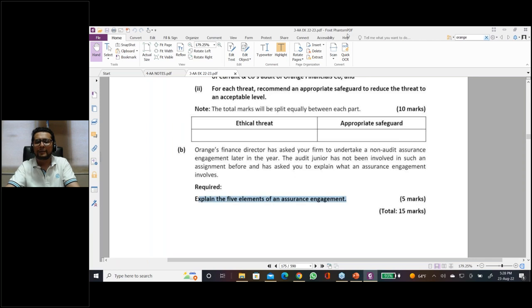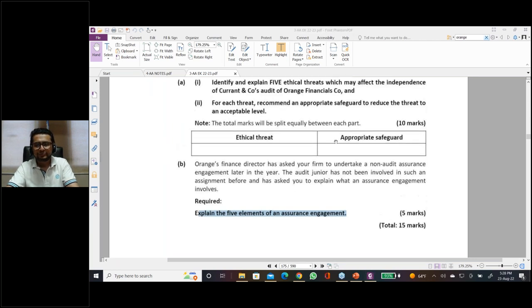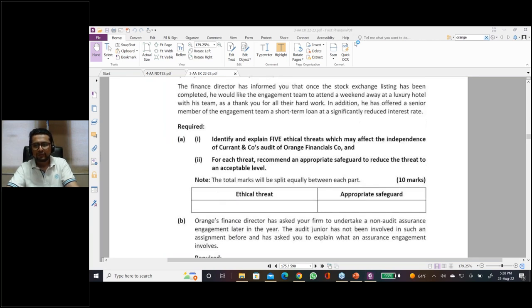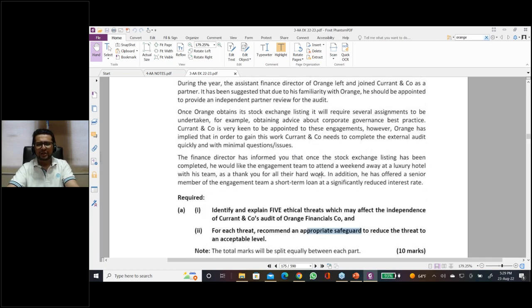We are done with part B. What about part A? Okay, part A. You have to identify and explain 5 ethical threats, and then you have to recommend safeguards. Just like that, within your exam, there will be a table. You need to add the heading ethical threat. You can copy that heading from the question itself. And then the appropriate safeguards. Is this clear?